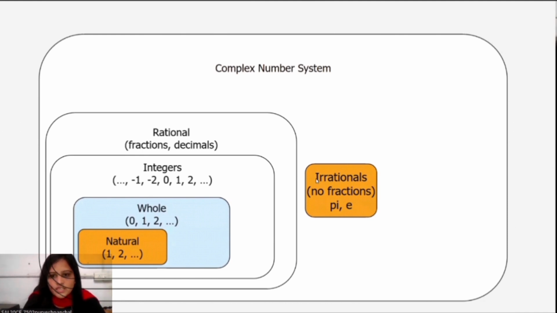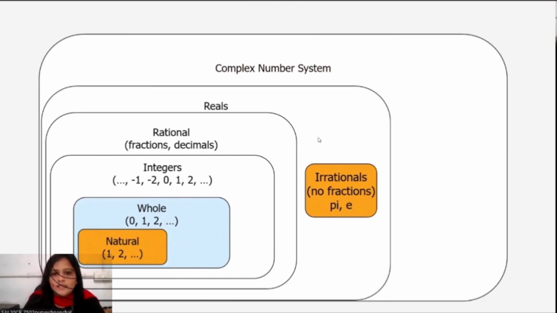And the numbers which we cannot represent in the form of p upon q, or as fractions or decimals, those are irrational numbers, like root 2, pi, e. All these are irrationals. And rationals and irrationals together make the set of real numbers. So we can say that natural numbers are a subset of whole numbers, which are a subset of integers, which are a subset of rational numbers, and the union of rational numbers and irrational numbers makes the set of real numbers. And now we have learned about the complex numbers.